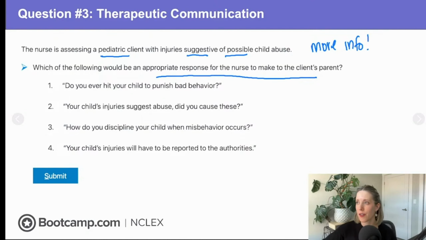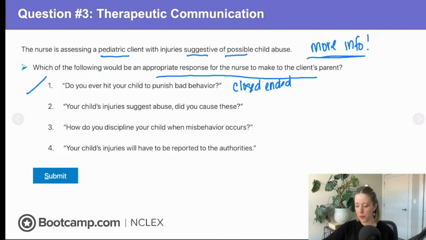I see a lot of you are answering 3. So let's take a look at these and see if you are correct. Okay, our first option. Do you ever hit your child to punish bad behavior? Well, outside of this being a pretty inflammatory statement, this is a closed-ended question, right? And it's probably going to make the parent feel pretty defensive if you're just outright asking them, do you hit your child? But it's a closed-ended question, so it's not going to give us a lot of information. And remember, we're thinking maybe something's happening here, so we need more info. So I'm not a fan of number 1.